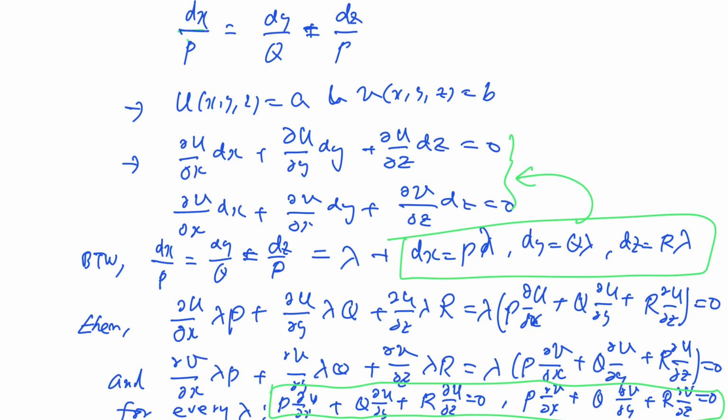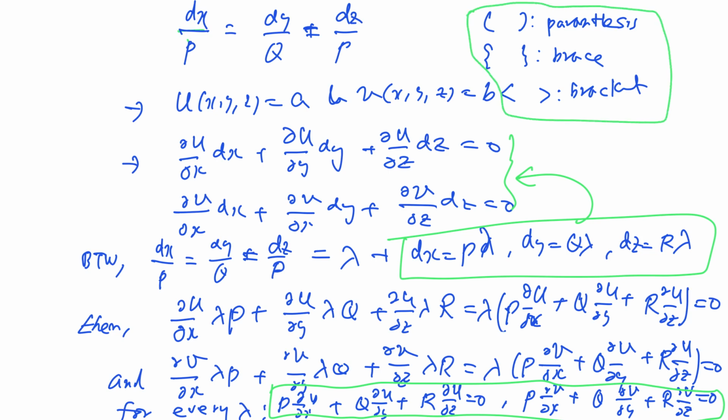One English word, this is called parenthesis. This is called brace. This is called bracket. So you learn extra vocabulary while learning mathematics at the same time. It's called one stone, two birds.